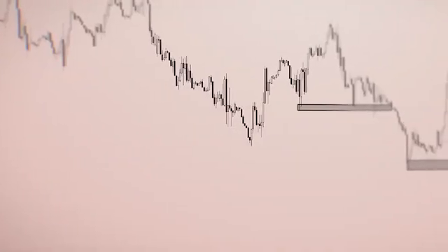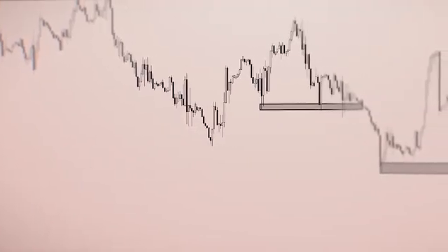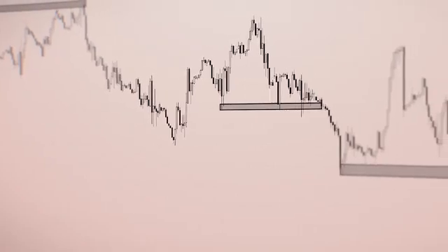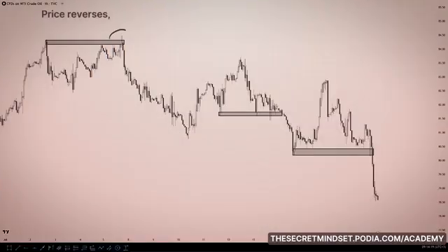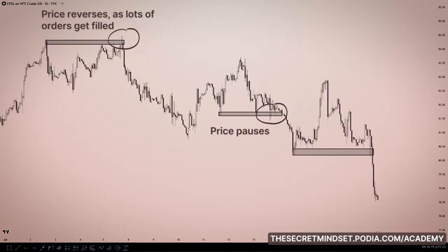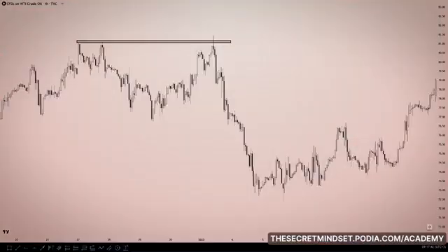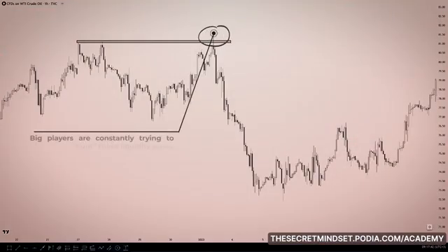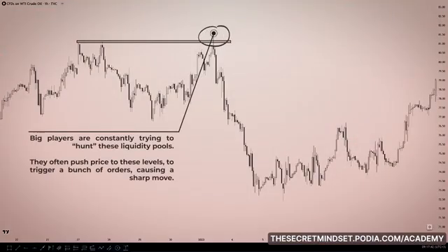Liquidity pools work by attracting price. When price approaches a liquidity pool, a few things can happen. It might reverse, as lots of orders get filled at that level. Or it might pause there before continuing. Sometimes, it might even break through quickly, if there's enough momentum. And big players are constantly trying to hunt these liquidity pools. They often push price to these levels to trigger a bunch of orders, causing a sharp move.